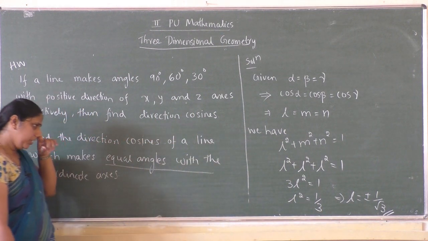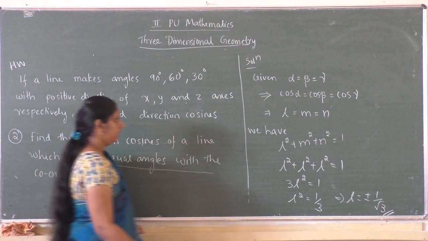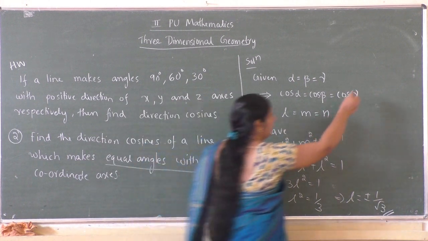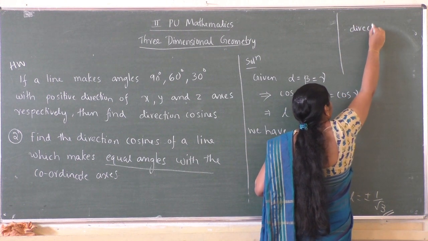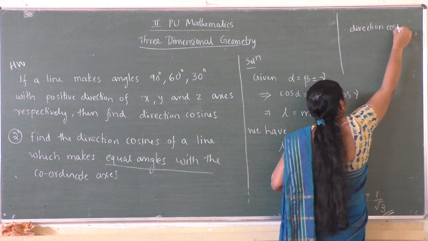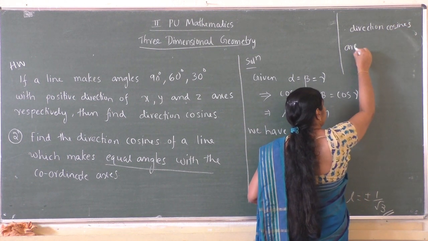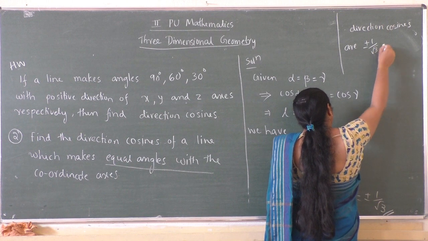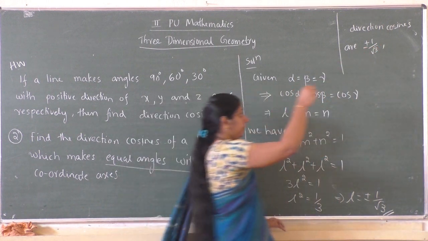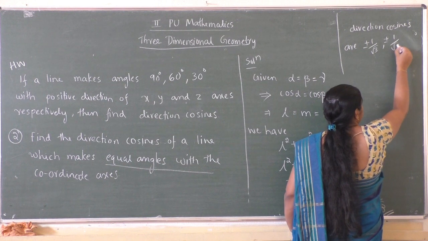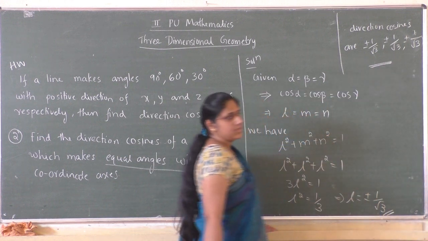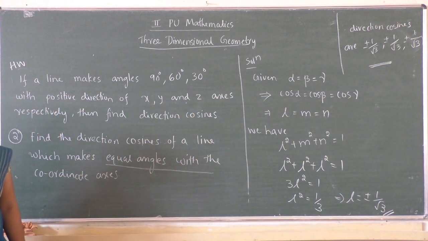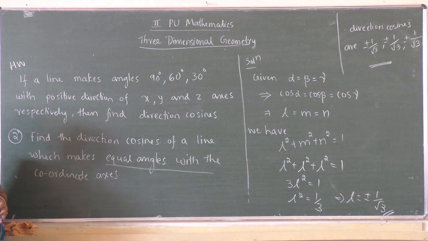Therefore, what are the direction cosines of a line? Conclusion: direction cosines are l is plus or minus 1 by root 3, m plus or minus 1 by root 3 and n is also plus or minus 1 by root 3. So these are the direction cosines of the line which makes equal angles with the coordinate axis.